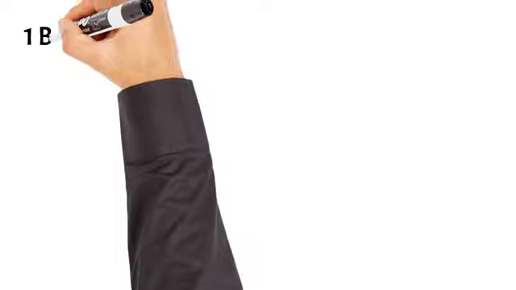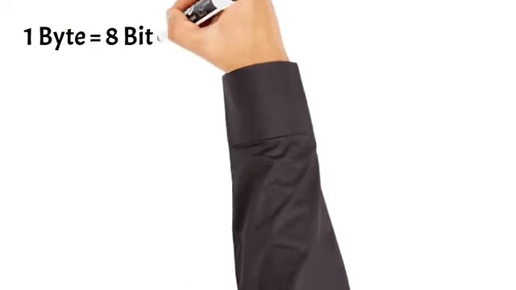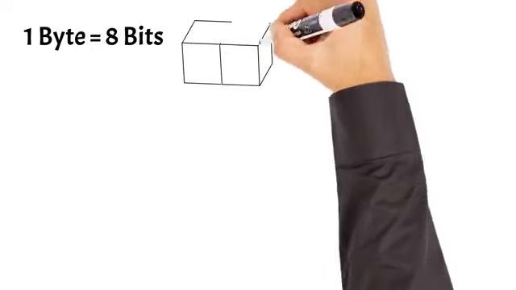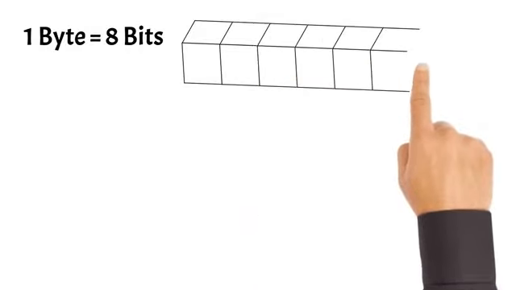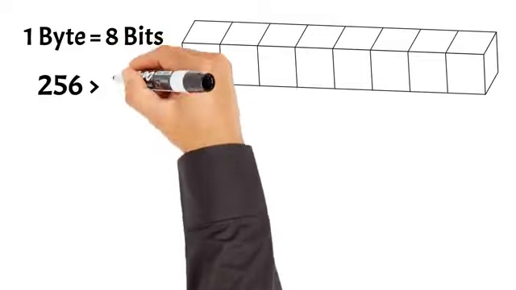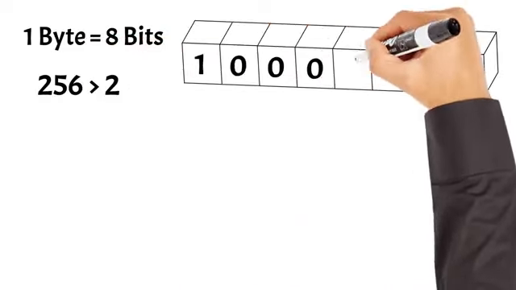Now that we know what a bit is, we can understand what a byte is. A byte is a basic unit of digital information that consists of 8 bits. While a single bit can represent only 2 values, a byte can represent 256 different values, from 0 to 255, due to the combination of its 8 bits.